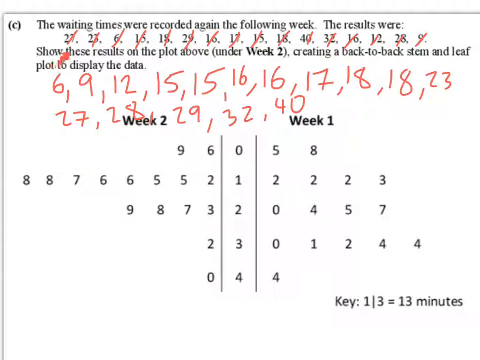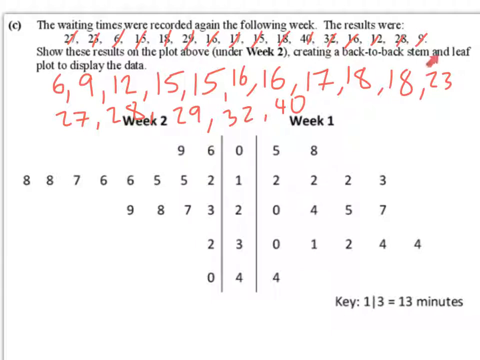So we start off with 6. So 6 just goes there beside the 0. And then 9. So 9 goes to the left of 6, because remember, the numbers get bigger as we go outwards. Then for 12, 15, 15, 16, 16, 17, 18, and 18, we have 2, 5, 5, 6, 6, 7, 8, 8. So again, notice that the numbers get bigger as we move outwards.